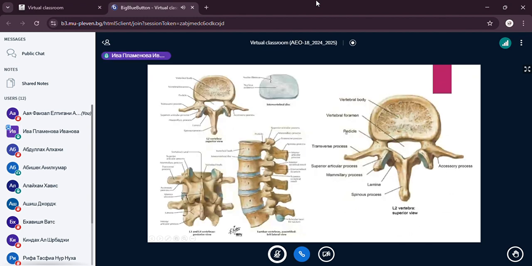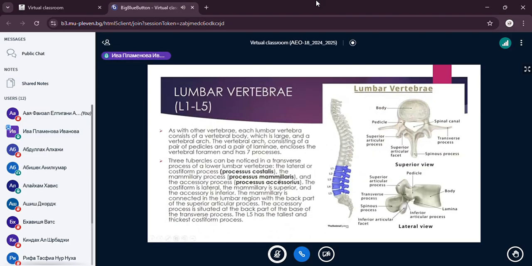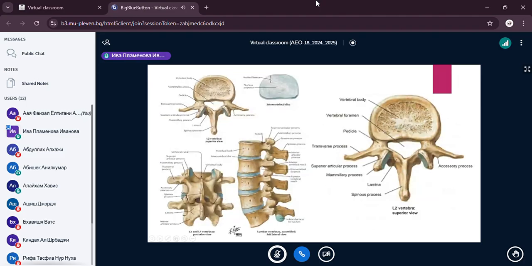And for the lumbar vertebrae, you should know that we have three other processes: costal, mammillary, and accessory. You can see it here. Superior articular, inferior articular, the joint between them. This is the mammillary process. That's the transverse, of course, and that's the spinous process.